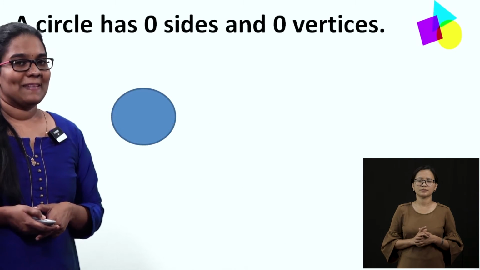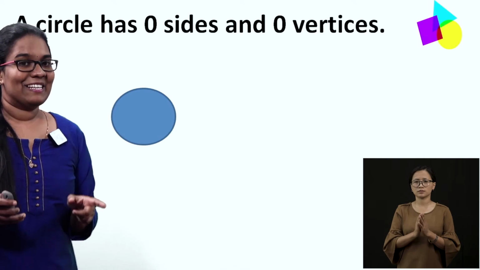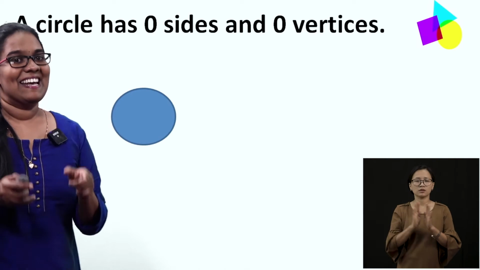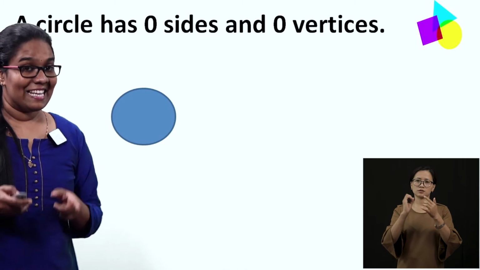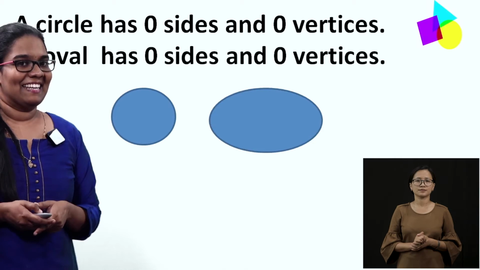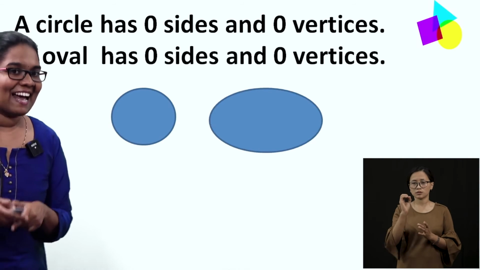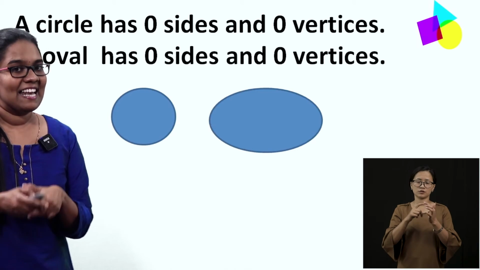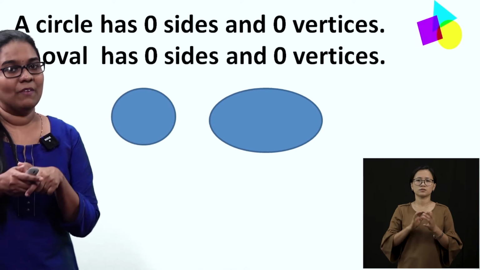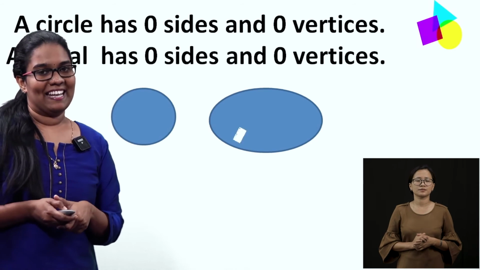Okay. Then, a circle has zero sides and zero vertices. Then an oval also has zero sides and zero vertices. Circle and oval have zero sides and zero vertices.